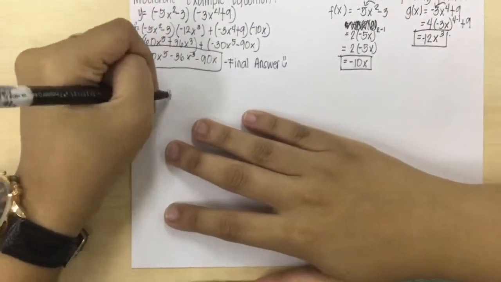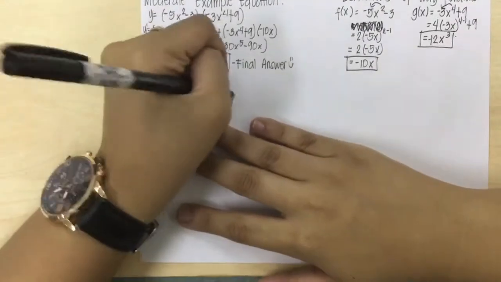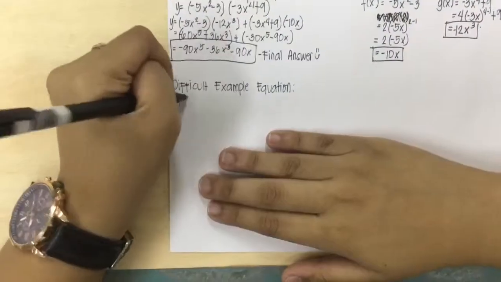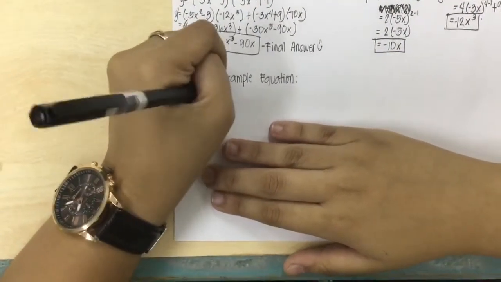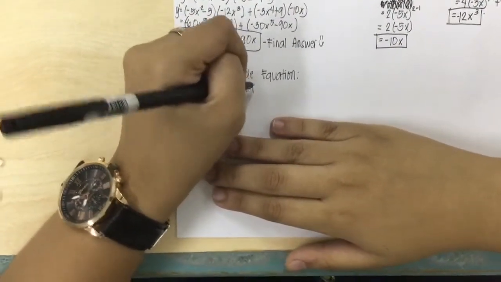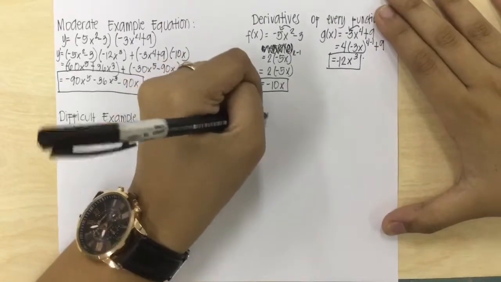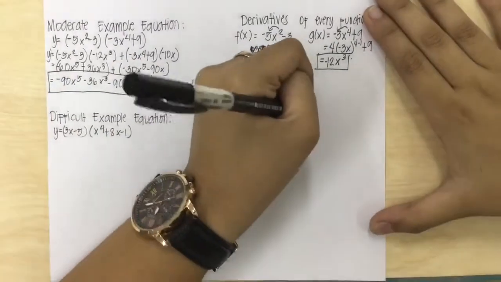Difficult example equation. y is equal to 3x minus 5 times x raised to the power 4 plus 8x minus 1. The derivatives of every function.